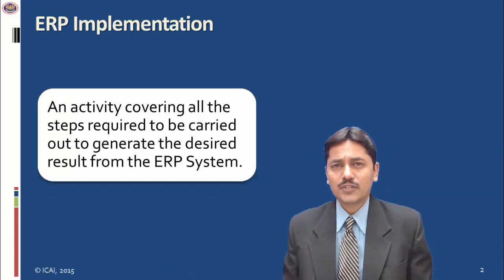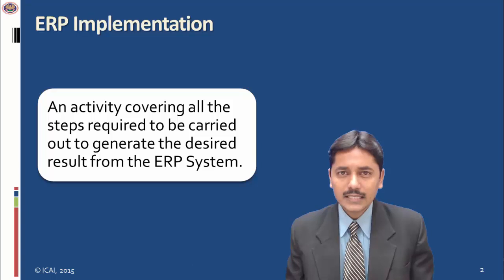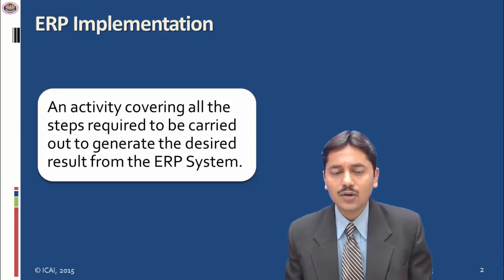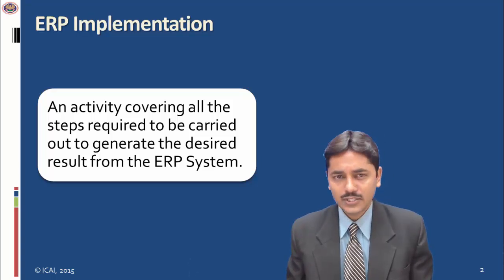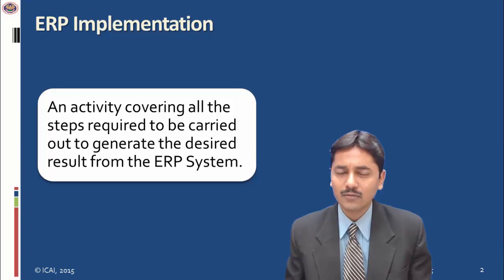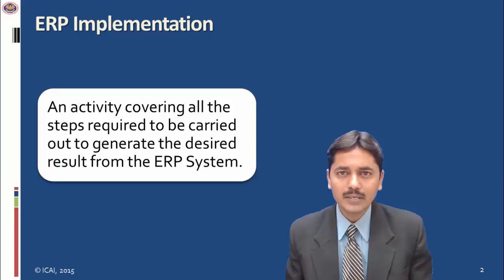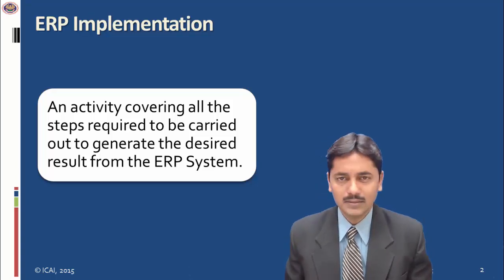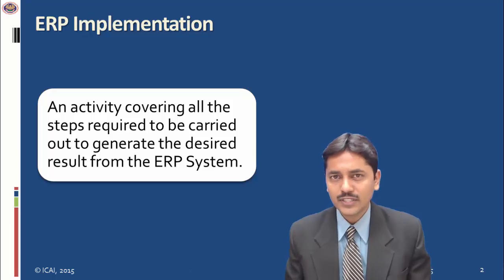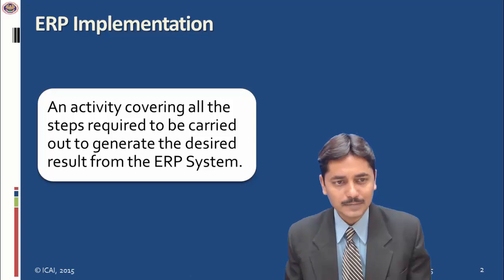ERP implementation, what is special about it? Basically, ERP implementation is an activity covering all the steps required to be carried out to generate the desired result from the ERP system. In the previous session, we studied what ERP is and the ERP concept. In this session, we are going to discuss ERP implementation: how it takes place, and what aspects need to be tackled very carefully while implementing any ERP software.